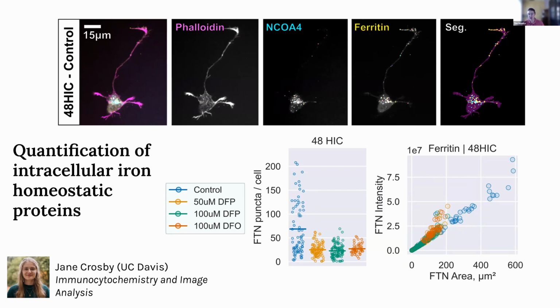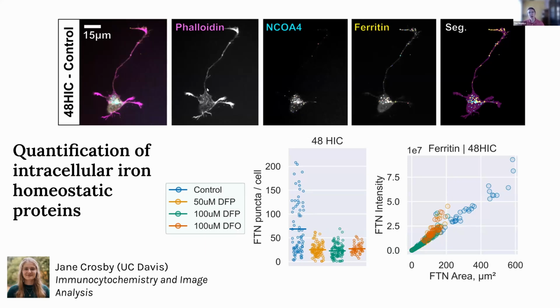This can also be expanded to other things as well. This immunostaining analysis was done by an undergraduate, a brand new undergraduate in the lab this summer, Jane Crosby. She is fantastic. And we can see three different markers we have on this image. We also have DAPI, but I just don't show it here. We label phalloidin, which is actin, and then two proteins of interest, NCOA4, which targets this ferritin protein for degradation, and ferritin, which stores iron.